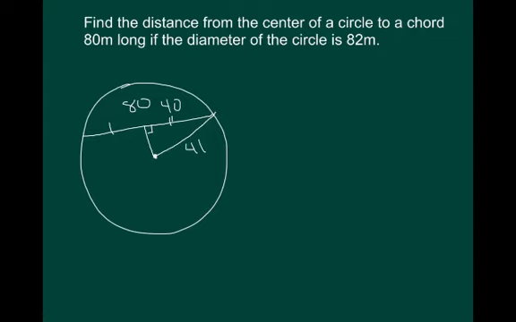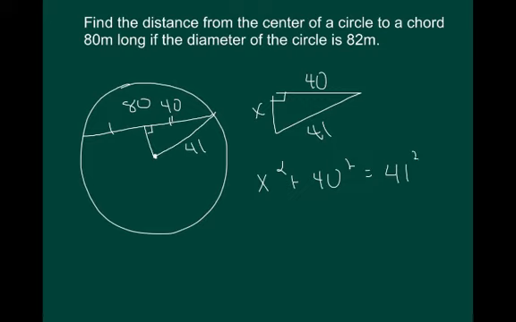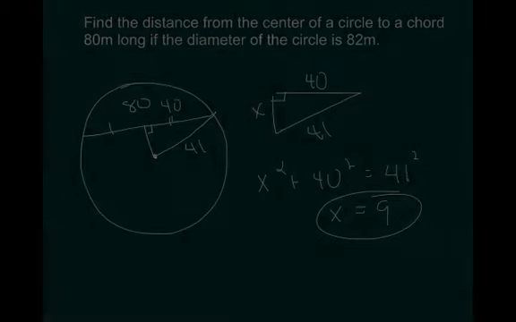So I have a right triangle with legs of 40 meters and x meters, and I'm looking at a radius of 41. So I simply solve x squared plus 40 squared equals 41 squared, and hopefully you remember that 9, 40, 41 is one of our triples, so x must equal 9. That's pretty much the way to do all these problems. Set up a right triangle using half the length of the chord, your radius, and the distance from the center as your three sides. Okay, hope this helps.